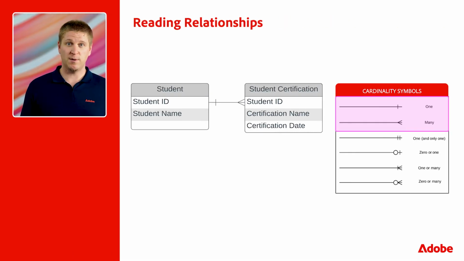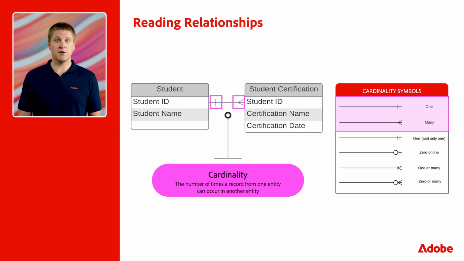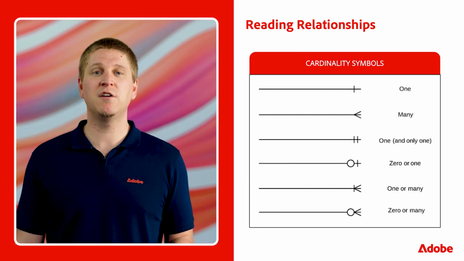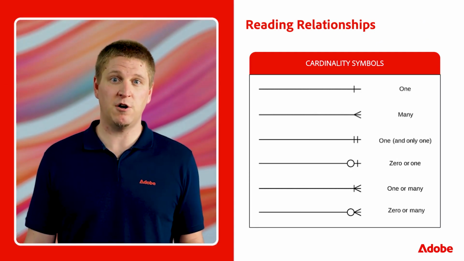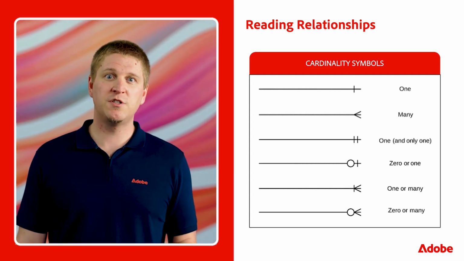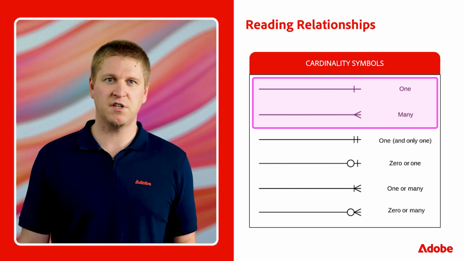How you read relationships between two entities or tables is referred to as cardinality. Cardinality means the number of times a record from one entity can be related in another entity, i.e., the relationship. And this is described through symbols on the relationship itself. If you look at the chart on the right, you can see the various types of symbols used to define cardinality. To utilize the LID methodology, understanding the most basic cardinalities of one or many is enough to get started.